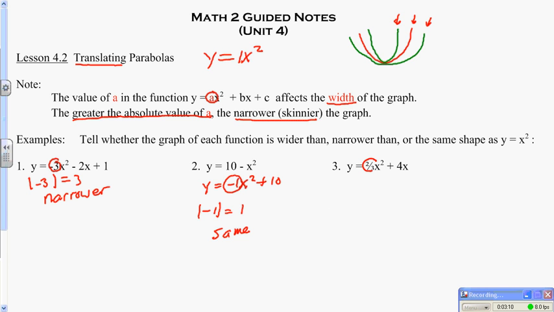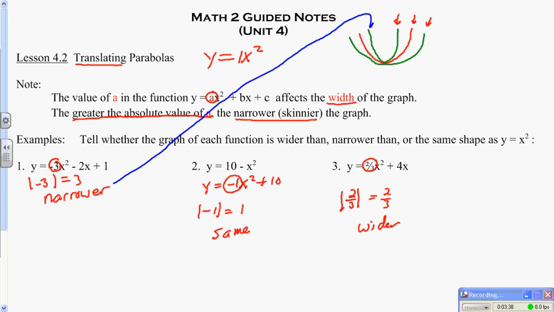The next one, 2/3. Absolute value of 2/3 is 2/3. Now this is not greater than 1, therefore it's not skinnier. It is less than 1, so it would be wider. So narrower would go with this one, and wider would go with this one. And that's all we're going to talk about in terms of making it narrow or wider.